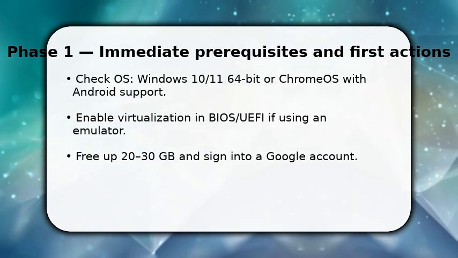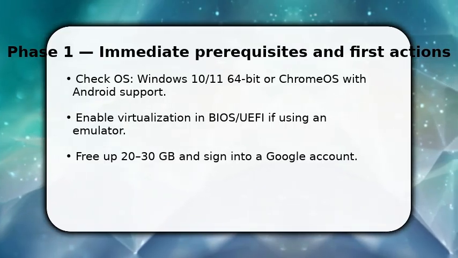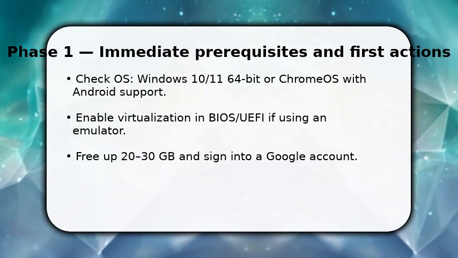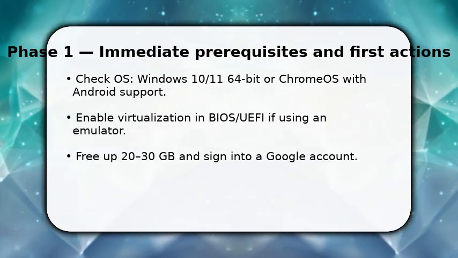Now choose the installation path. Chrome OS users enable Play Store in Settings. Windows users prepare to install an Android emulator, such as an Android virtual device.